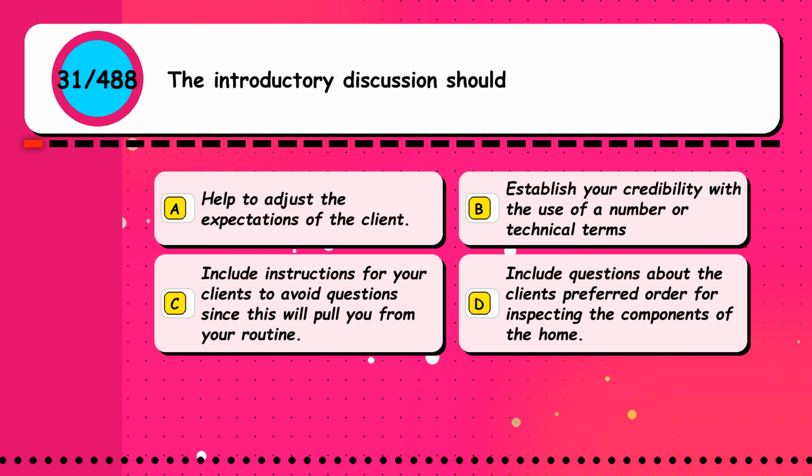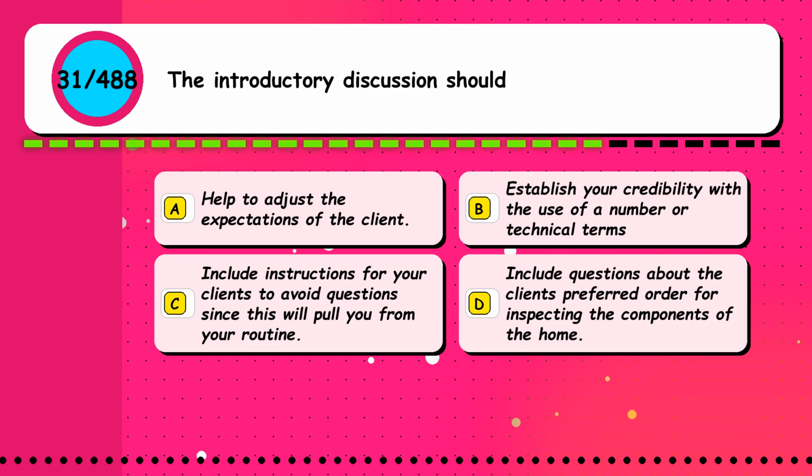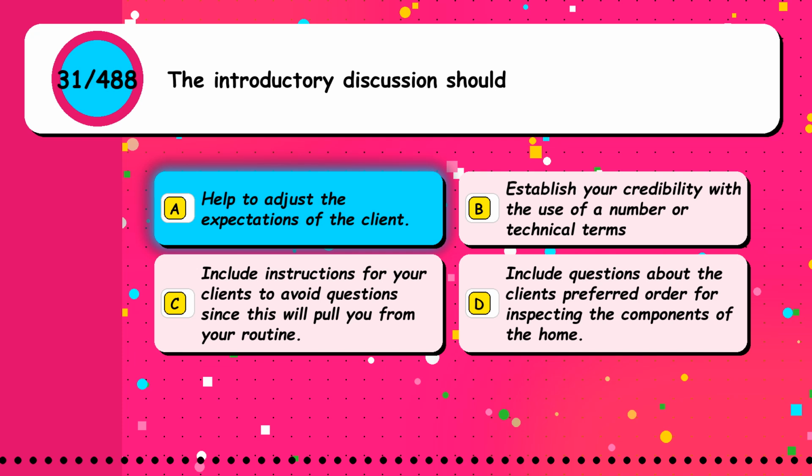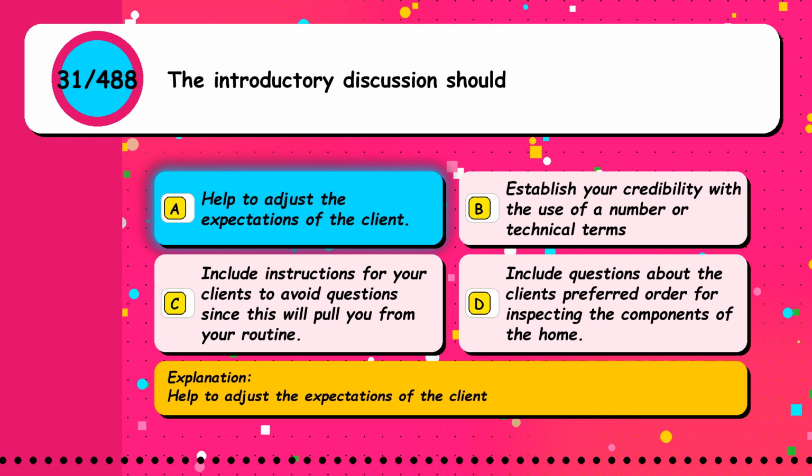Question 31. The introductory discussion should: Option A, help to adjust the expectations of the client. Option B, establish your credibility with the use of a number of technical terms. Option C, include instructions for your clients to avoid questions since this will pull you from your routine. Option D, include questions about the client's preferred order for inspecting the components of the home. The correct answer is option A, help to adjust the expectations of the client.